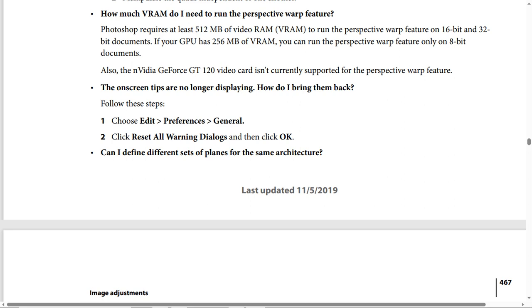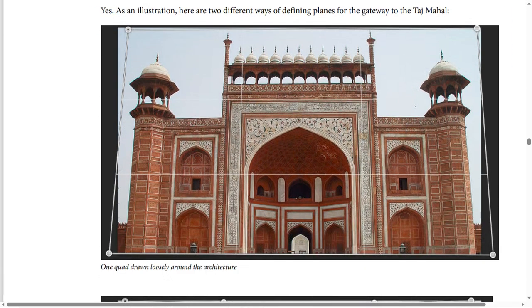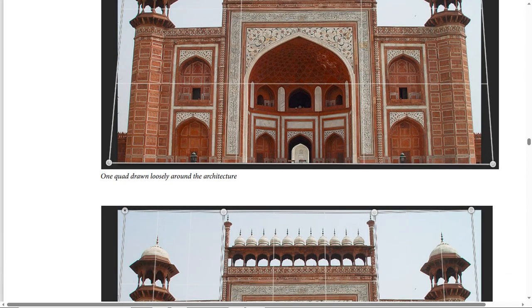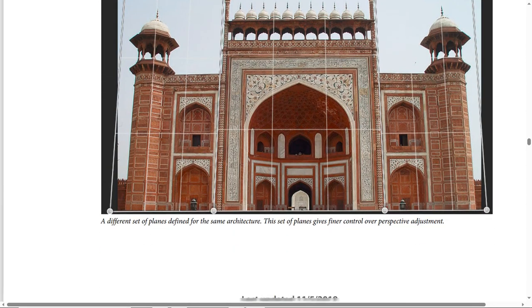And can you define different sets of planes for the same architecture? Yes, actually, as an illustration, here are 2 different ways of defining planes for the gateway to the Taj Mahal. This screenshot now. One quad drawn loosely around the architecture here now. And we have another screenshot, a different set of planes defined for the same architecture, and this set of planes gives you finer control over perspective adjustment.